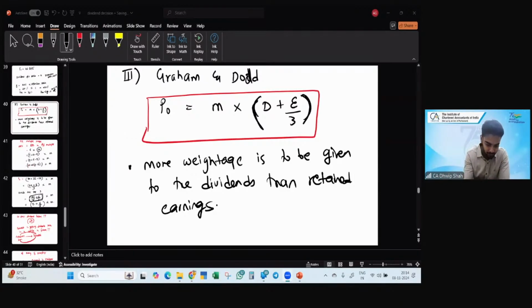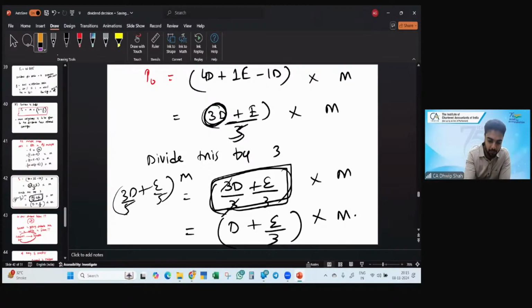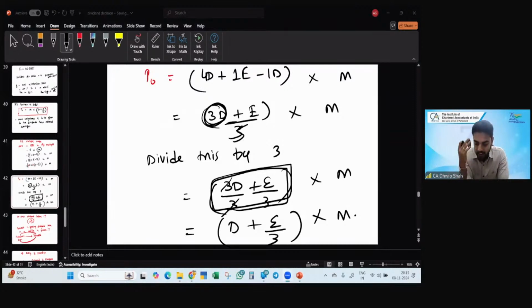Because since here it was 3, to knock it off, he would have divided by 3. The answer would remain the same. Just think from the final answer perspective. If you take 5 here, then it would be 3D divided by 5 plus E by 5, multiplied by the multiplier. The answer would remain anyways the same. He would have divided by 3 just to knock it off, but the ultimate answer would remain the same. You divide it by 5, you divide it by 10, the answer would not change. We are concerned with that final answer. Okay?